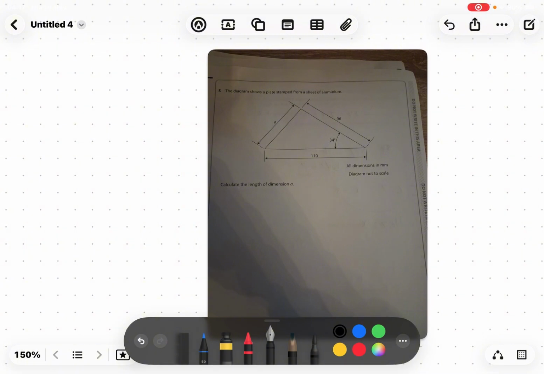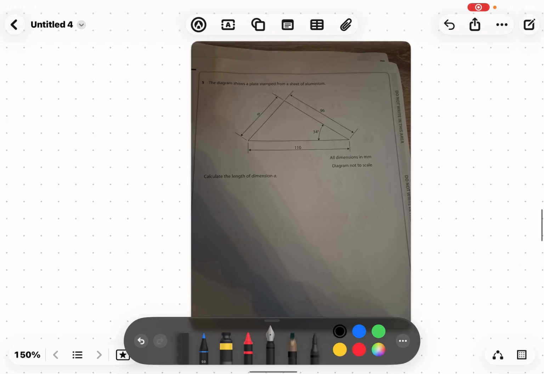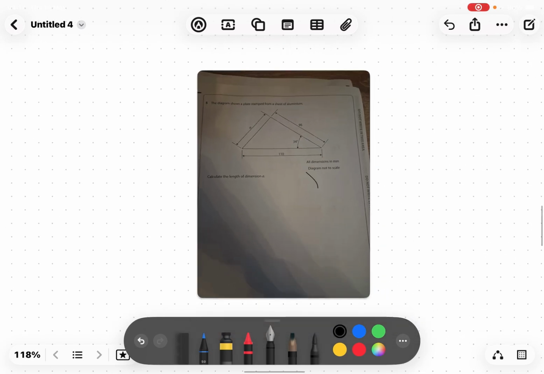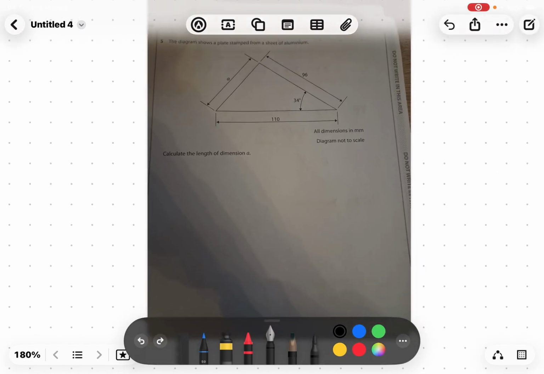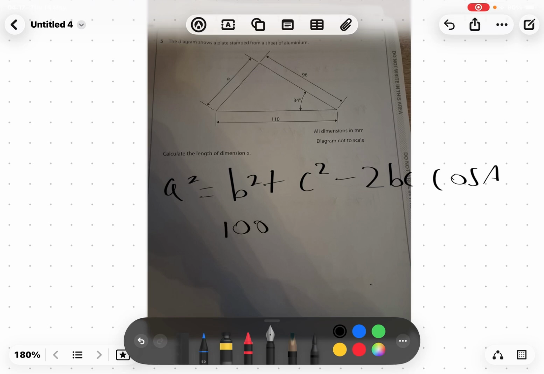Now this one we use the cosine rule to find a. It's very simple. I talked about it in yesterday's video. Basically, a squared equals b squared, that's what we have in the formula sheet, 2bc cos a. Then we substitute in the values. It doesn't matter which one you put as b, which one as c.